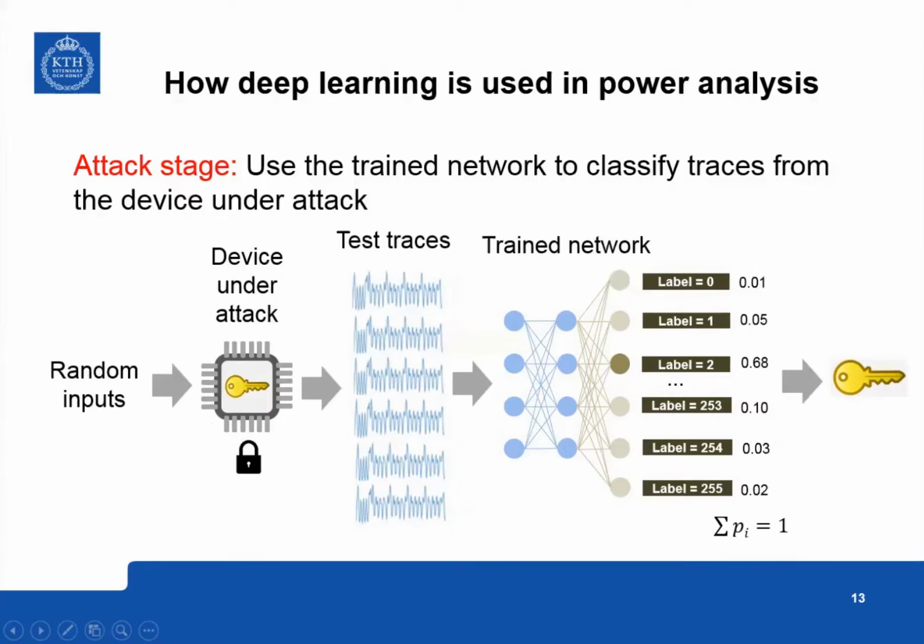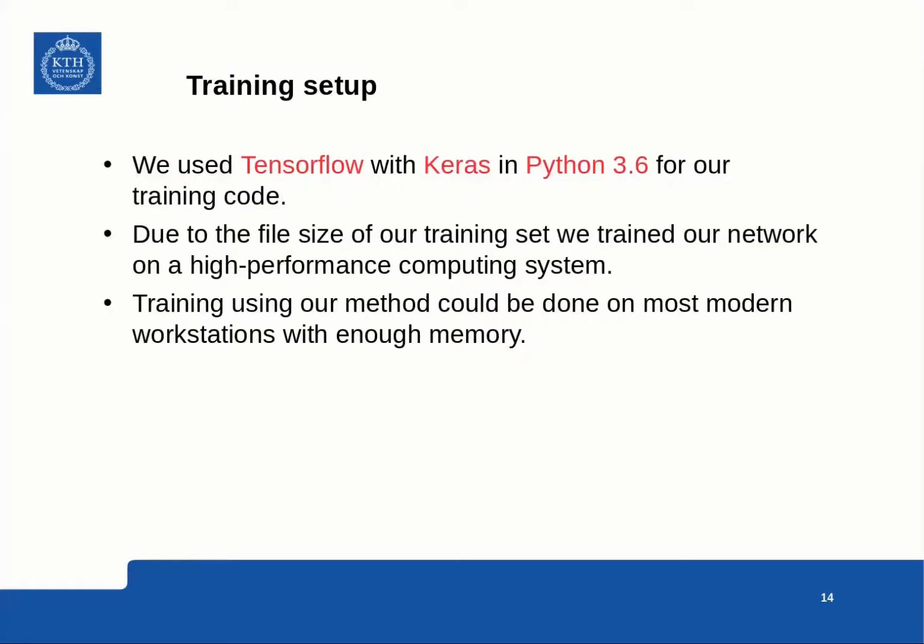Now Martin will tell you more details about our training process. For both training and testing, we use the CARDIS library in Python to write our code. Due to the choice to use the whole trace in our CNN model, which we will look at soon, the file sizes for our datasets were very large. This meant that we decided to use a high-performance computing system to get around the problem and also to save time. The training could be done on most modern workstations or servers if they had enough memory.